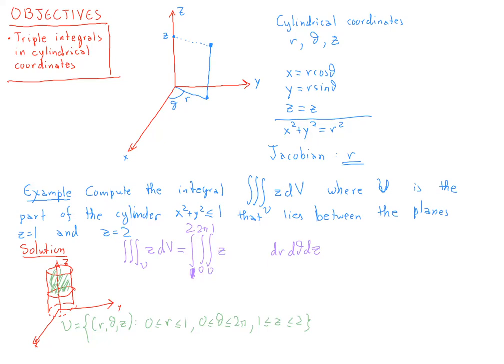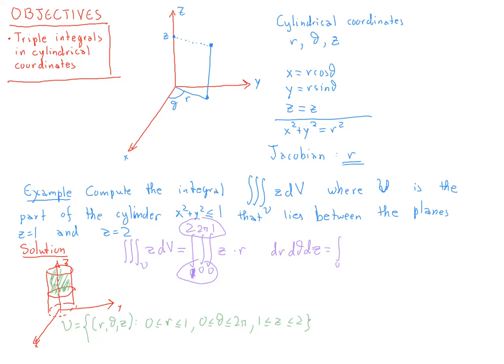There's nothing to change. The only thing we shouldn't forget is r, which is the Jacobian. That's step 3. And of course, now it splits. Why? Because all of your endpoints are constant, and the integrand is a product of quantities in the respective variables. So how does it split?